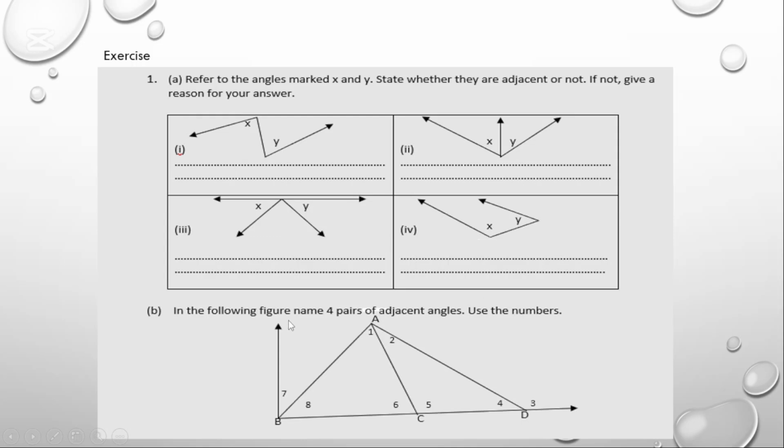Now in the following figure, name 4 pairs of adjacent angles and use the numbers. Tassie, 1 and 2, are they adjacent? Yes. 3 and 4?